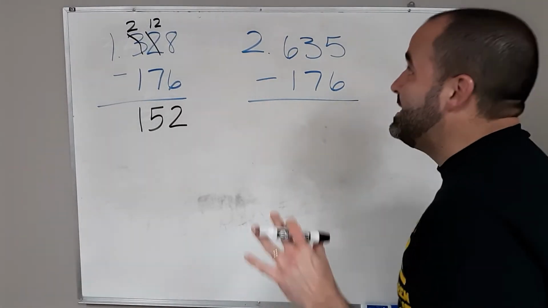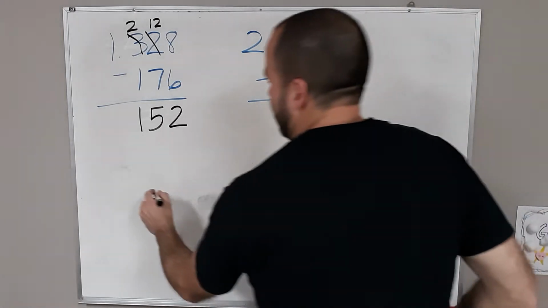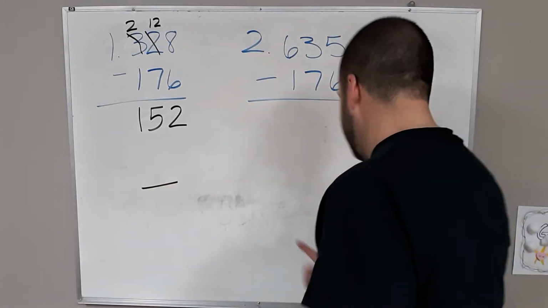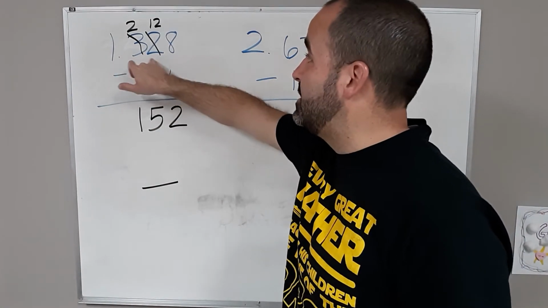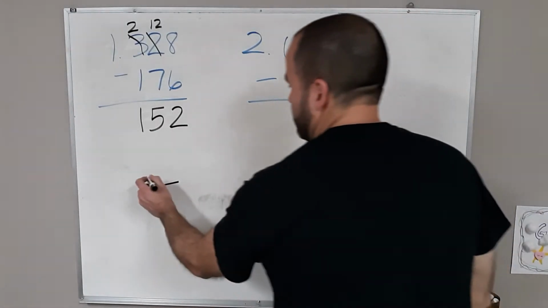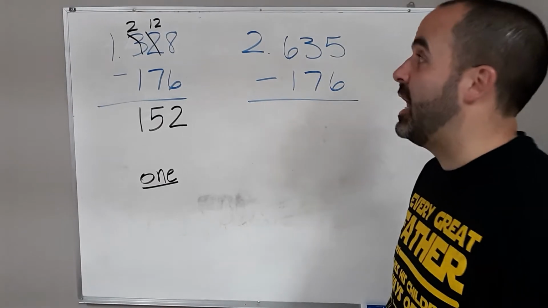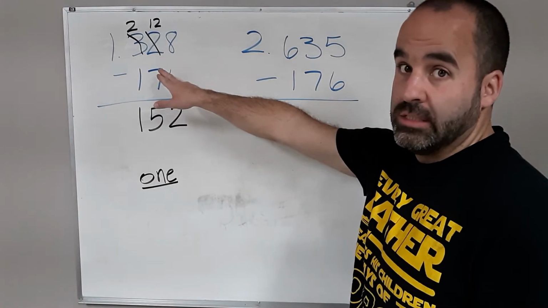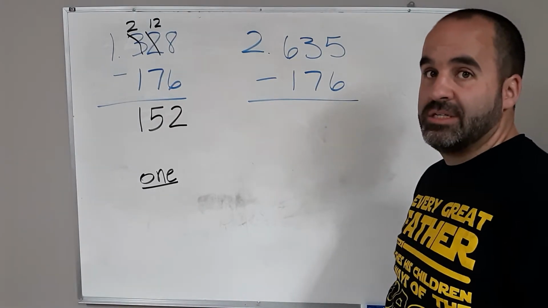Now, down at the bottom it says, how many times did you ungroup? In this spot, since we only ungrouped from the hundreds to the tens, we only ungrouped one time. So how many times did you ungroup? Just write down a 1 in that spot because we only had to ungroup once. Okay? All right, let's go to number 2 and do the same thing.